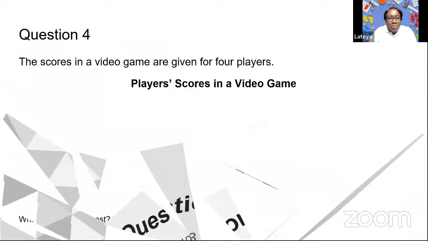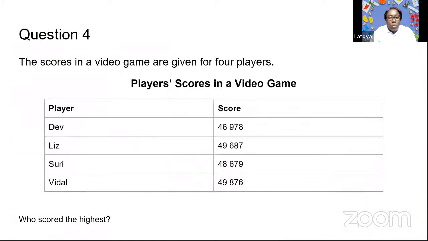On to question number 4. The scores in a video game are given for 4 players. These are the scores. These are players. All right. Who scored the highest? The question wants to know who scored the highest. The person that scored the highest is Vidal.